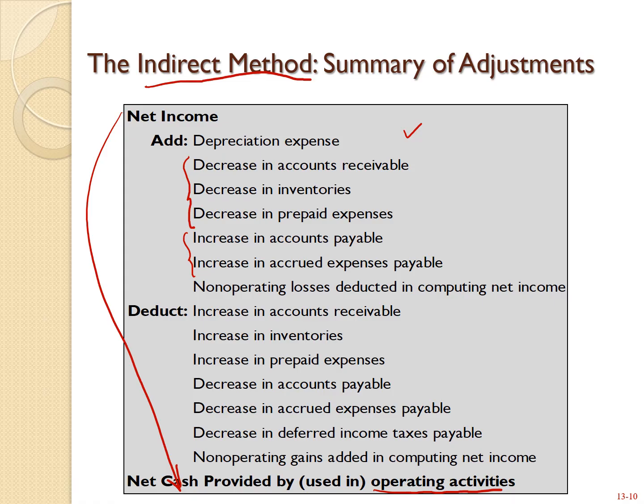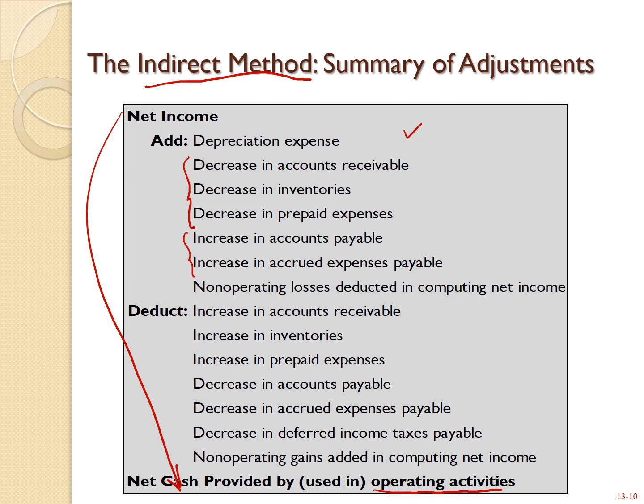Non-operating losses should be added back to the net income, and non-operating gains should be deducted from the net income, because those non-operating losses and gains do not affect cash. And that's why we add losses back and deduct gains.